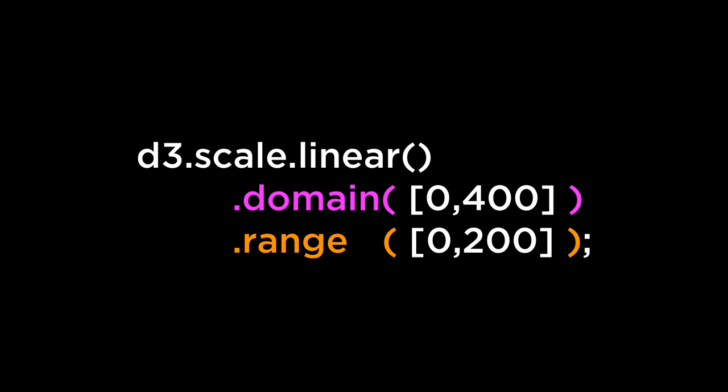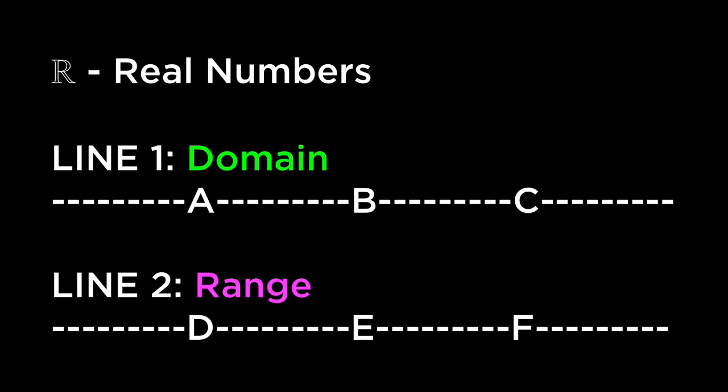The initial data is entered in the domain, and what we want the data to be scaled to is put into the range. The domain is line 1, the range is line 2. The range is thus the result of the y equals mx plus b transformation from line 1 to line 2. The leftmost element in line 1 gets transformed to the leftmost element in line 2, and the rightmost element in line 1 gets transformed to the rightmost element in line 2, and the middle elements in line 1 get transformed to the middle elements in line 2.